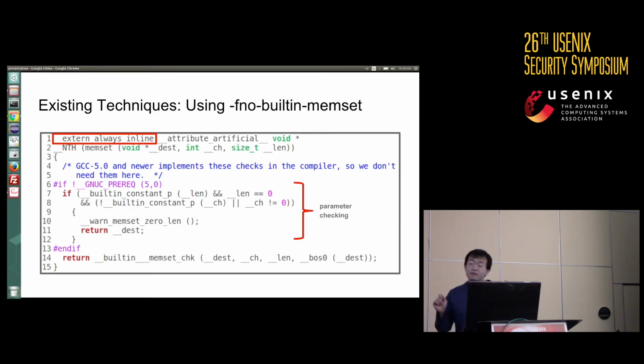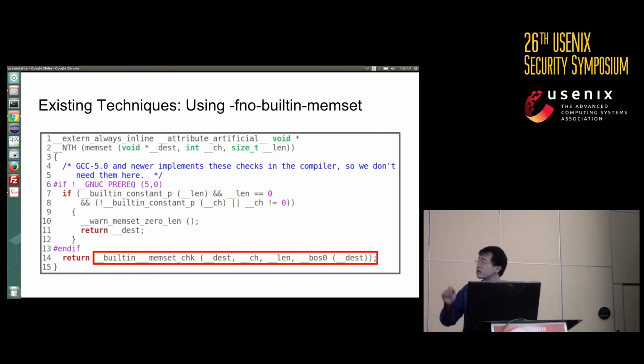Here is the definition of this fortified version of memset. So first, this is an inline function. And what it does is first doing some parameter checking. And then it calls a built-in memset that does additional bounds checking. However, this built-in memset is subject to GCC's dead store elimination.